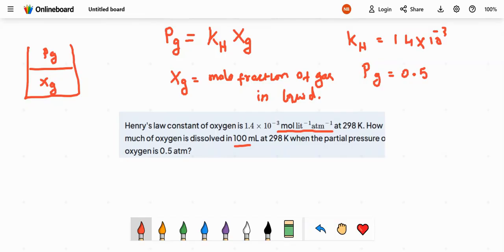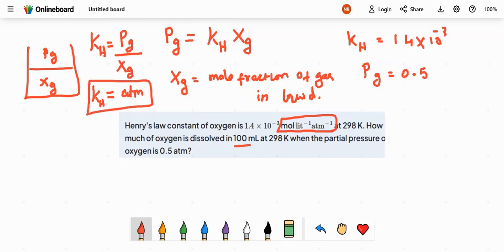Usually, in our Henry's constant formula, Henry's constant is equal to the partial pressure of the gas divided by the mole fraction of the gas in the liquid. Mole fraction does not have any unit, but partial pressure has only atmosphere unit or some other pressure unit like bar. But here, look at this, they have molarity per atmosphere. They didn't give Henry's constant in terms of the atmosphere unit. They have given some other unit. So we have to modify Henry's law. Let us do this one.